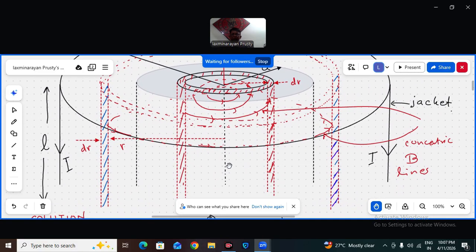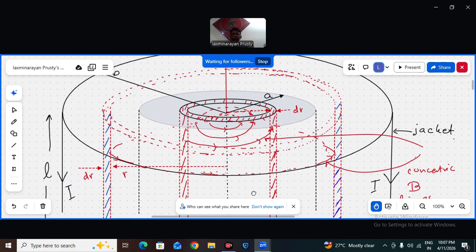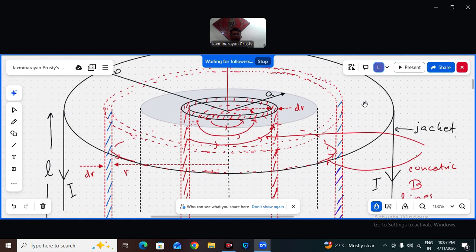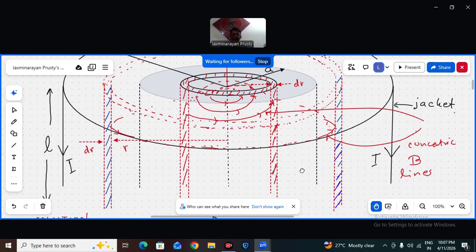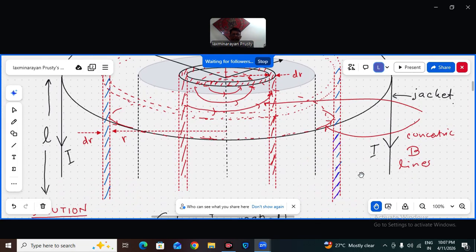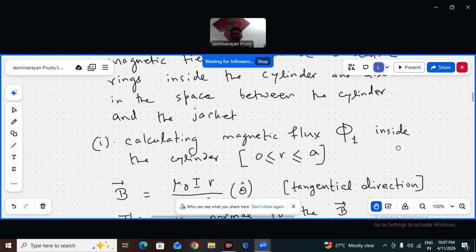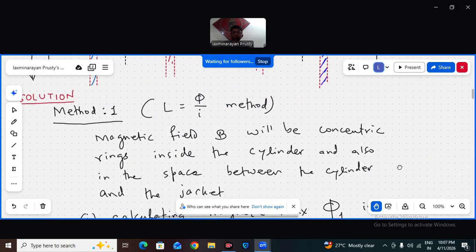Apply Ampere's law, take a loop outside. B dot dl integration will be B into 2 pi r is equal to mu naught I enclosed. But I enclosed is 0 because I going up and I coming down. So net I is 0. So mu naught I enclosed is 0. So B into 2 pi r is 0. So B outside will be 0. That you know. Let these things I think you know. That's why I'm not writing explicitly.